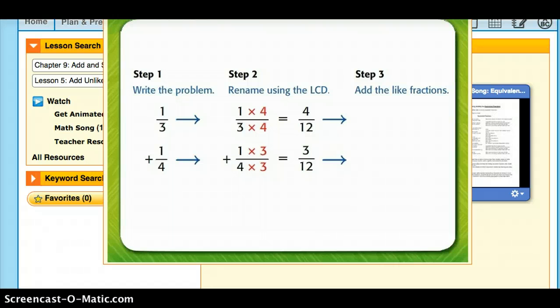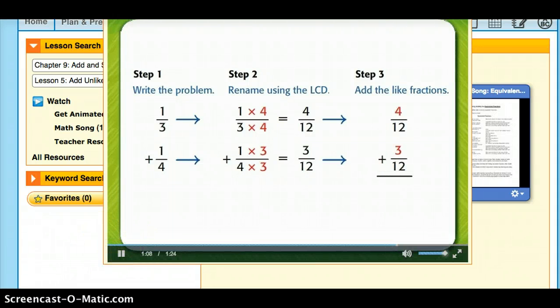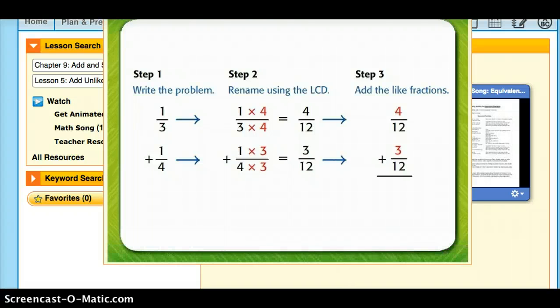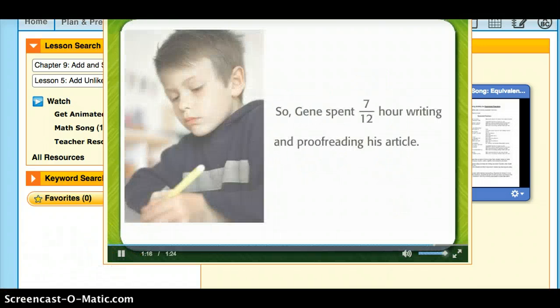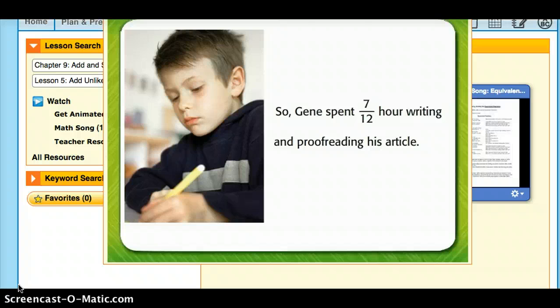Step 3. 4/12 and 3/12 are like fractions. Add the numerators. 4/12 plus 3/12 equals 7/12. So, Jean spent 7/12 hour writing and proofreading his article.